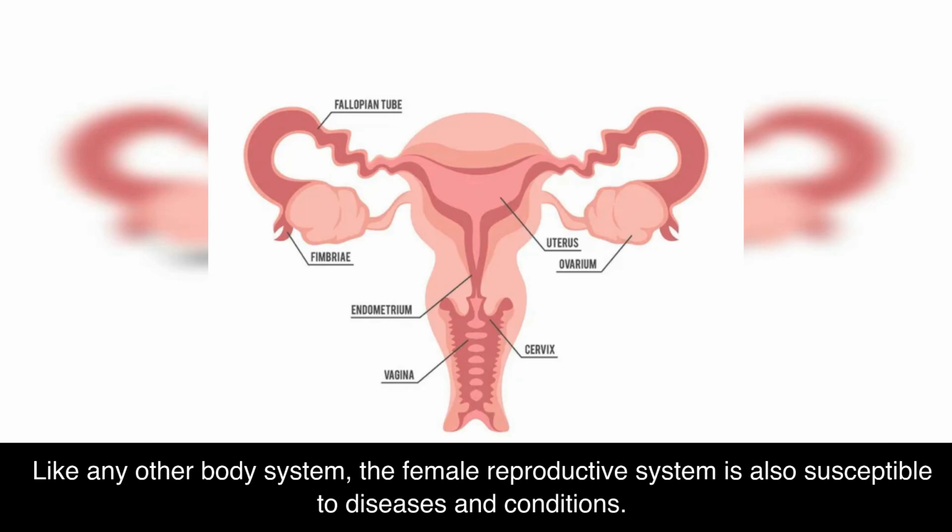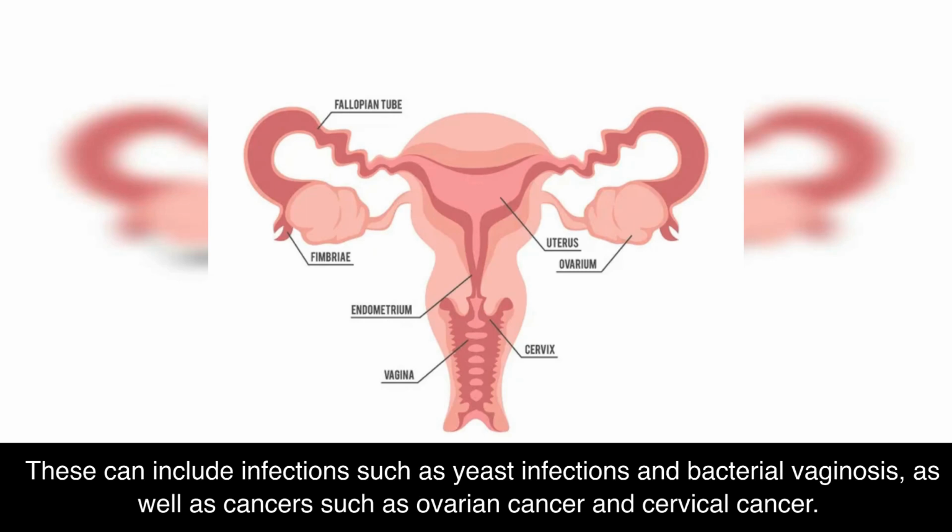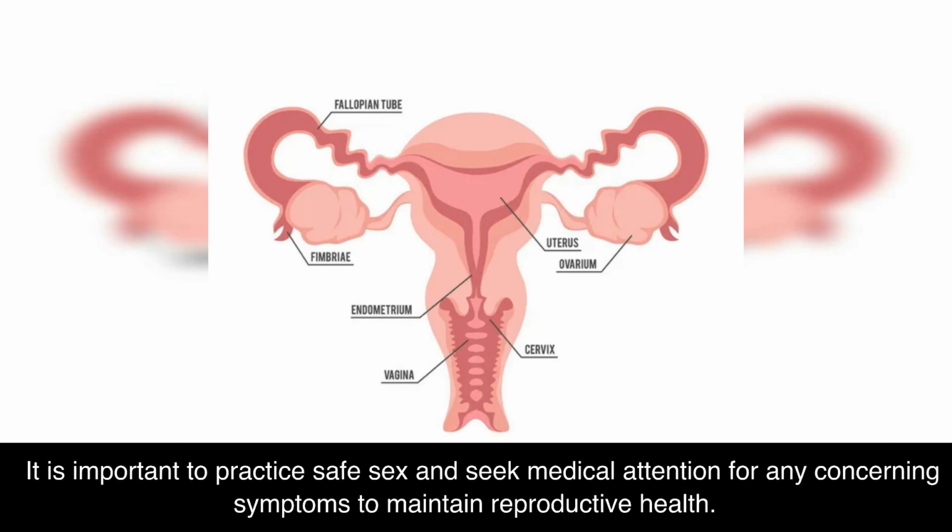Like any other body system, the female reproductive system is also susceptible to diseases and conditions. These can include infections such as yeast infections and bacterial vaginosis, as well as cancers such as ovarian cancer and cervical cancer. It is important to practice safe sex and seek medical attention for any concerning symptoms to maintain reproductive health.